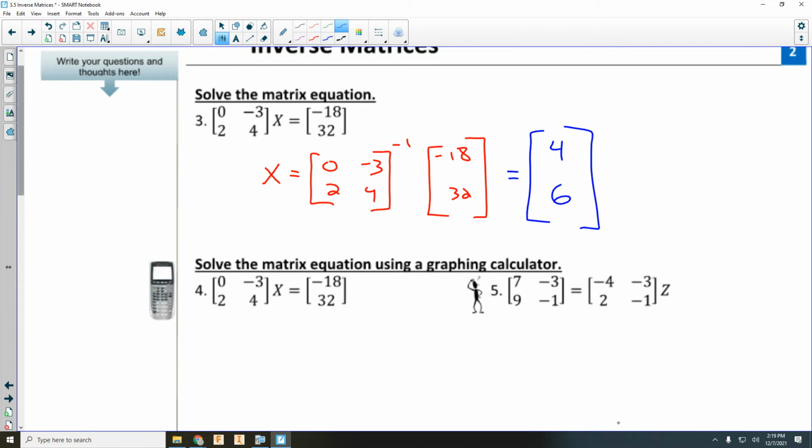X is a matrix. This is a matrix equation. So we had this times X is equal to -18, 32. That's why I showed the weird fraction way of writing dividing by 3. It's a similar step, but it's with a matrix. We have to do the inverse.